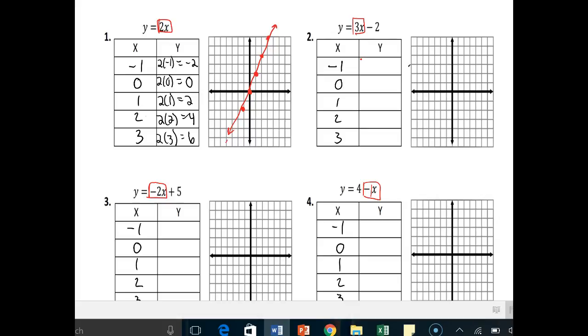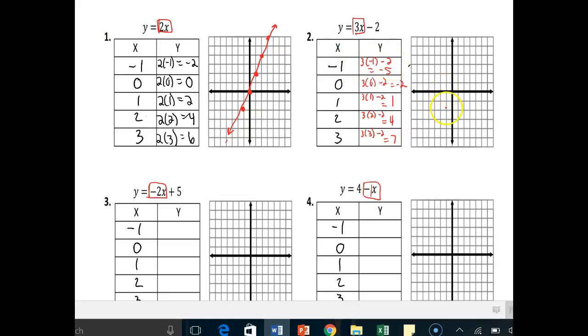And number 2, let's plug in. This one's going to be a little bit more, a couple more steps. So it's going to be 3 times -1 minus 2. And you can put this exactly into a calculator and it'll spit out your answer, right? So 3 times -1 is -3. Minus 2 should spit out -5. 3 times 0 minus 2 should spit out -2. 3 times 1 minus 2 should give you 3 times 1 is 3. 3 minus 2 is 1. 3 times 2 minus 2, 6 minus 2, 4. 3 times 3 minus 2, 9 minus 2, 7. So now we have our points, -1, -5, 0, -2, and so on and so forth.